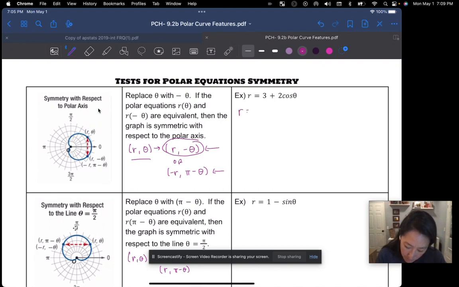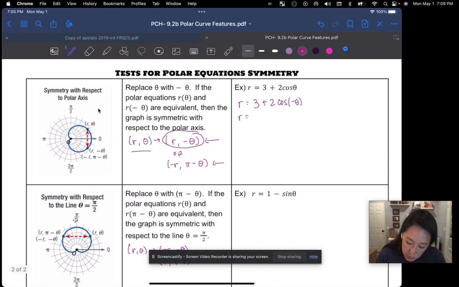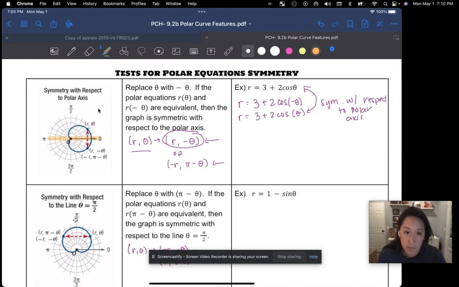Okay, so we'll leave r and replace the second part with 3 plus 2 times the cosine of negative theta. Because cosine is an even function, we know that 3 plus 2 cosine negative theta is the same as 3 plus 2 cosine of regular theta. So we can see that these two equations are equal. So we'll just say that it's symmetrical with respect to the polar axis, which would be this axis right here. Okay.